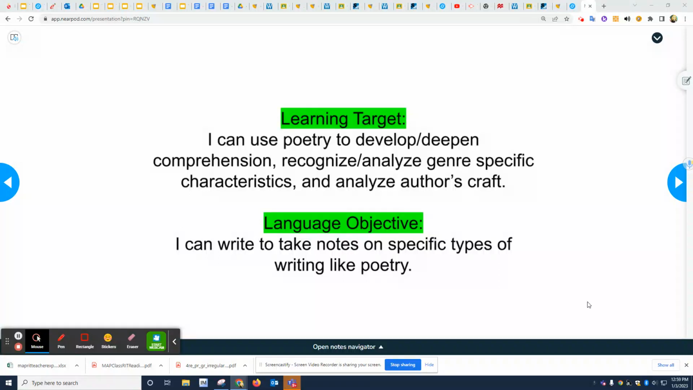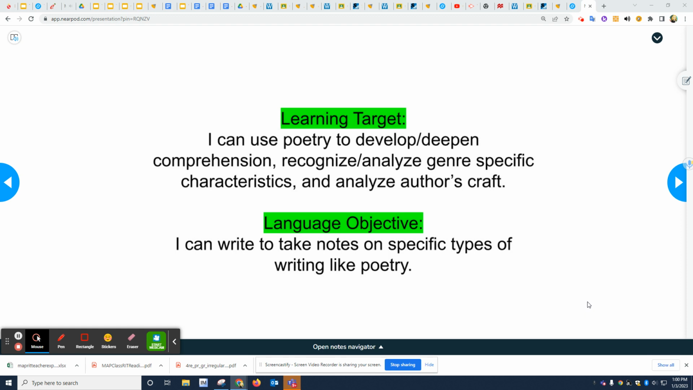Hello, fourth grade. It's Mrs. Dixon, and we're talking today about poetry. We studied poetry last semester, and we're going to do a little bit of a poetry review before our test next week. The unit test has one poem on it that you'll have to answer questions about, including a question that has a written response. So let's go ahead and get started.